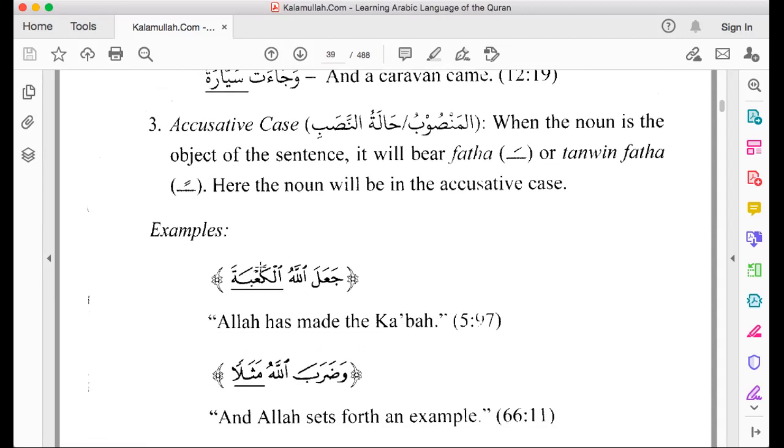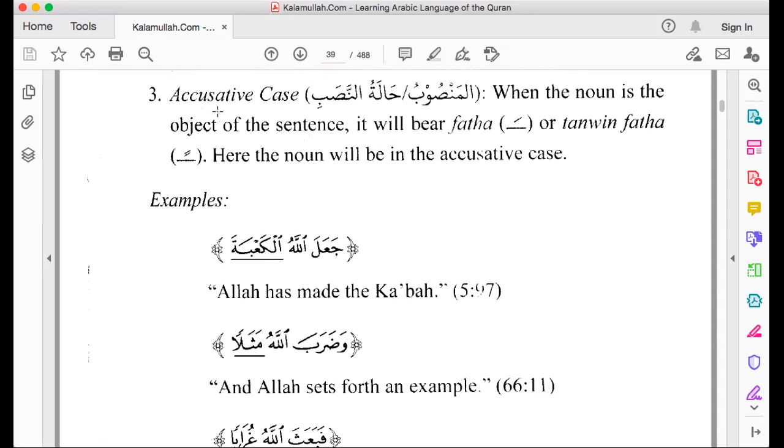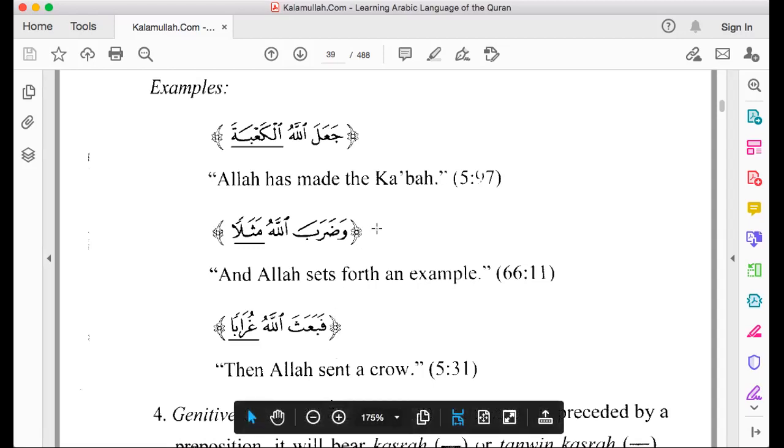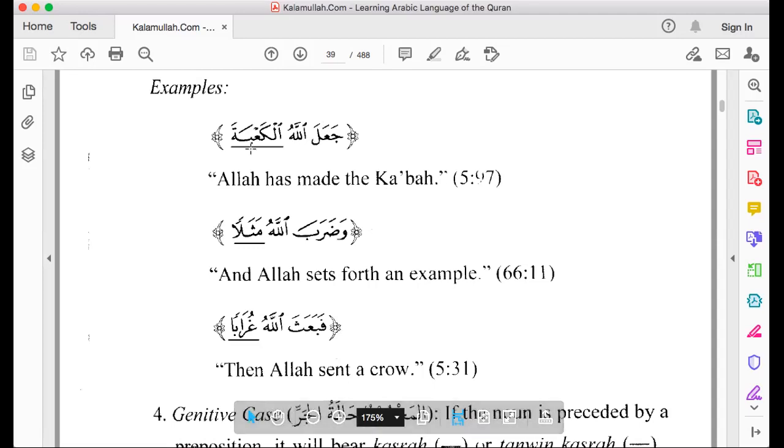Okay, let's look at some examples of the accusative case, which is mansub, halatun nasb. Mostly we looked at examples where it is the object of the verb. And then we said it will bear a fatha or a tanween fatha, double fatha. So let's look at some examples. Again, some verbal examples, but that's quite okay because we will be pointing out what is the object.